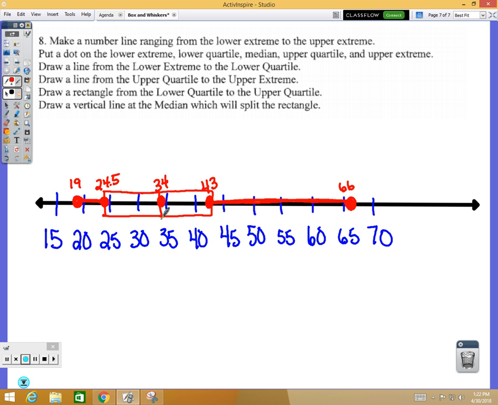So what this box and whisker plot shows me is that most of our numbers fall below 43. That 66 was kind of an outlier, a number that's bigger than most of the other numbers. And I can tell that by that whisker being so much longer than this whisker down here in the lower part.